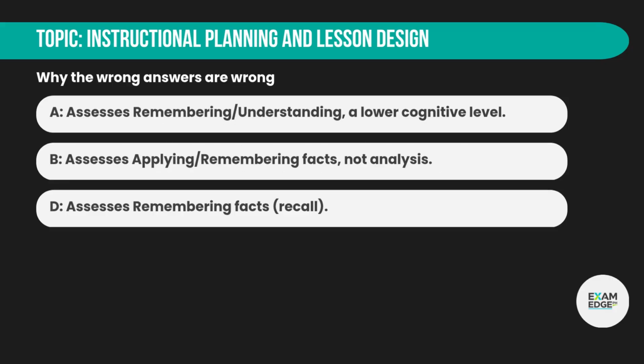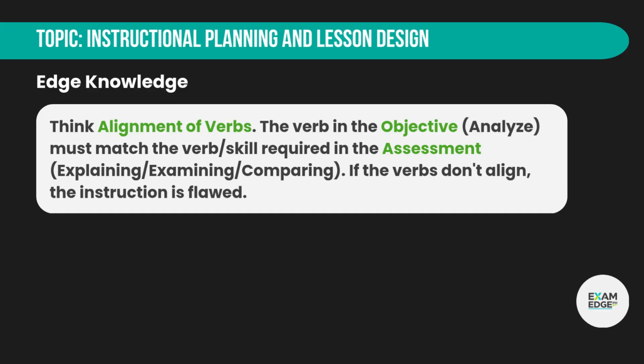Why the wrong answers are wrong? A. Assesses remembering, understanding, a lower cognitive level. B. Assesses applying, remembering facts, not analysis. D. Assesses remembering facts, recall. Edge knowledge: think alignment of verbs. The verb in the objective, analyze, must match the verb, the skill required in the assessment: explaining, examining, comparing. If the verbs don't align, the instruction is flawed.